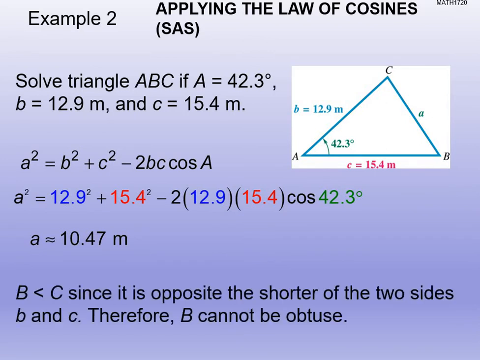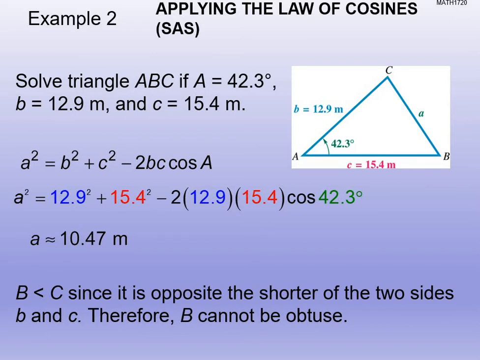Okay? So, here is what we have to check though. Angle B is less than angle C. Since it's opposite the shorter of the two sides B and C, therefore B cannot be an obtuse angle. It's really going to be the restrictions on that. Essentially we would have to note that B cannot be larger than C.